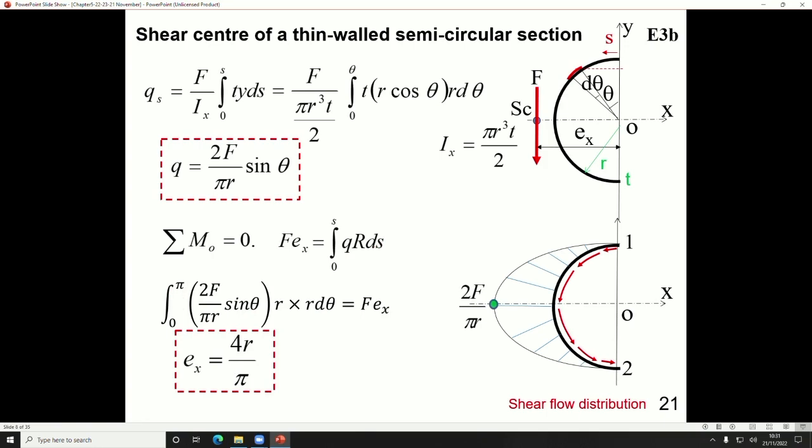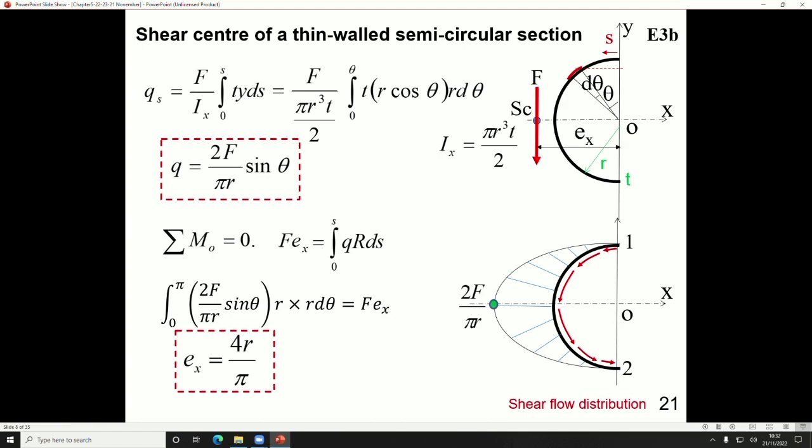You can see it doesn't matter what the value of F is. It's going to be eliminated from both sides. So F has no effect in the solution. And why? Because the shear center is a property of the section and doesn't matter what value of F you're applying. So that is the question on slide number 21, I repeat, which is also the answer to question 3b.